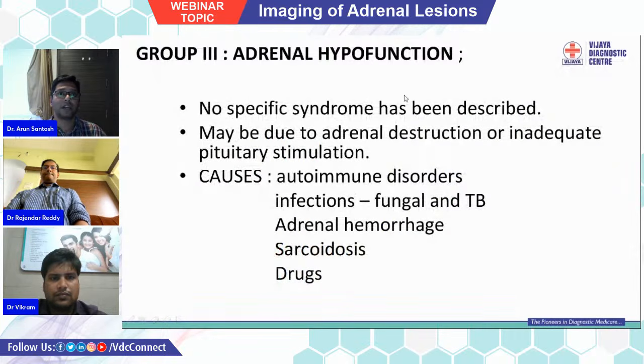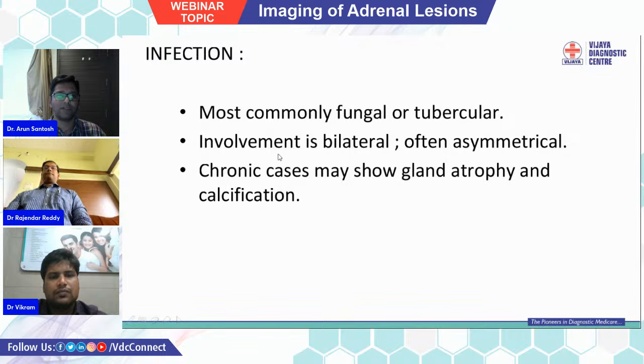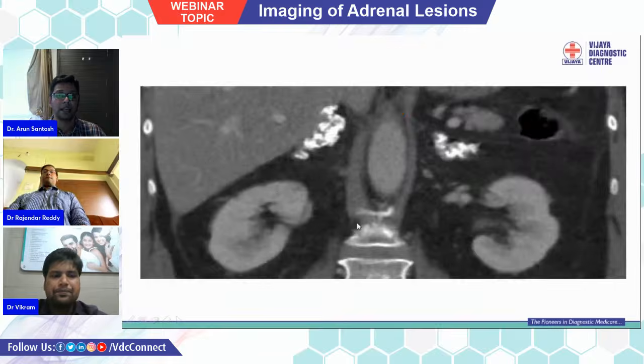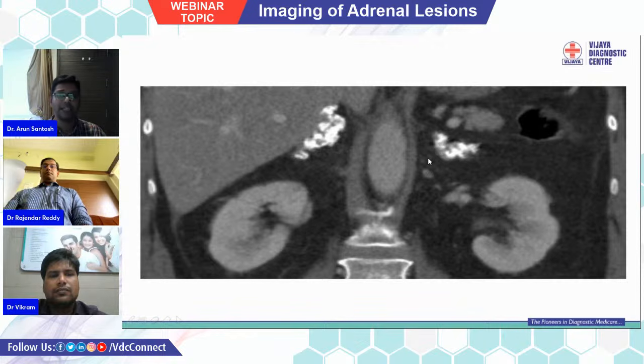Sometimes the adrenals undergo hypofunction also, in cases of autoimmune disorders, infections, sudden adrenal hemorrhages, or due to drugs. Infections we generally tend to see bilaterally, commonly tubercular and histoplasmosis in our setup. Here we can see multiple punctate calcifications involving both adrenal glands, and this kind of imaging is generally seen in post-TB or histoplasmosis in our setting.